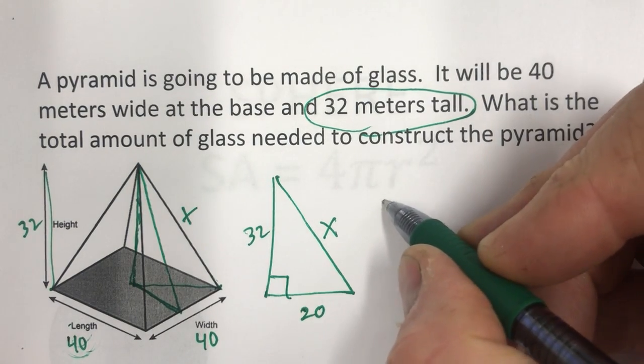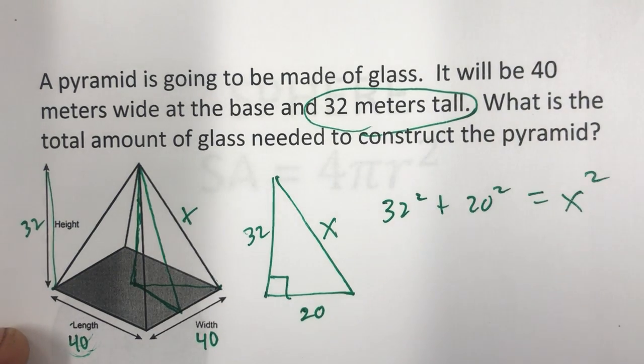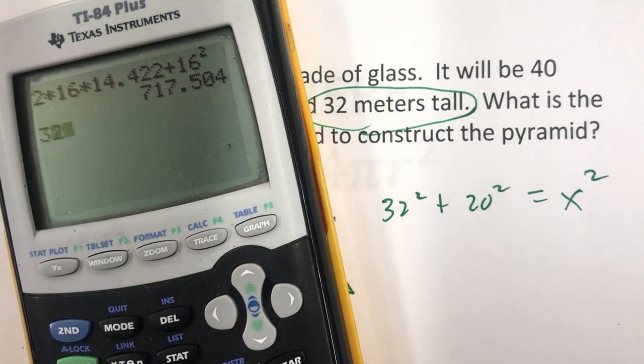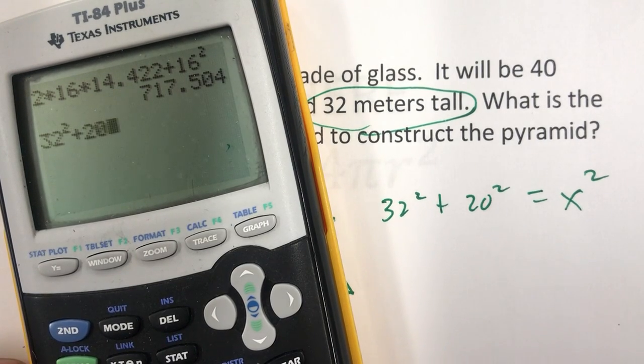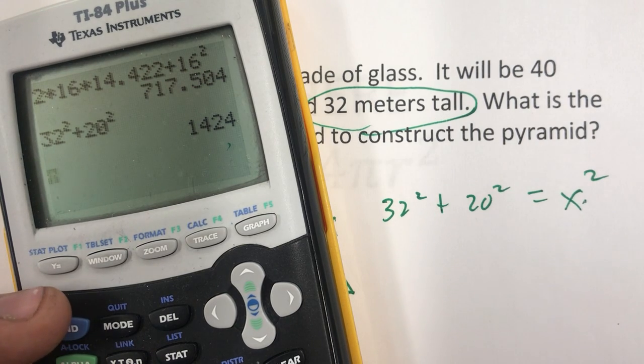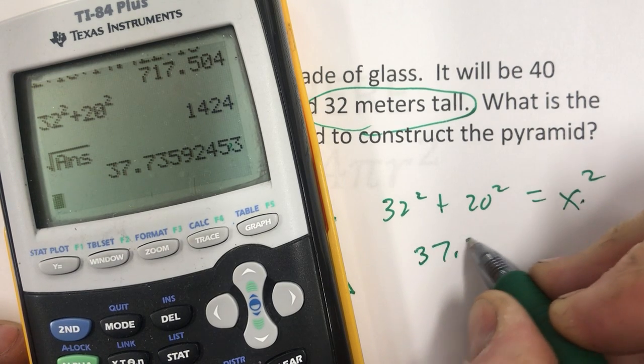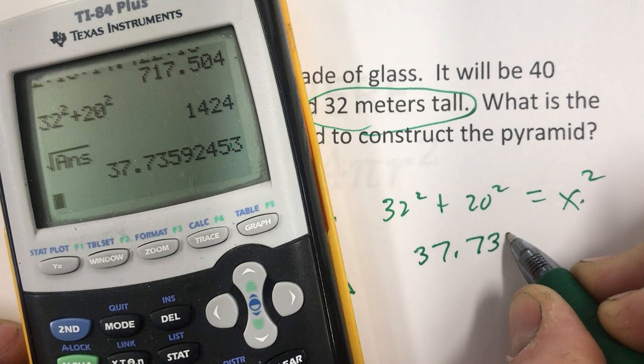I'm going to do Pythagorean Theorem. 32 squared plus 20 squared equals x squared. So 32 squared plus 20 squared equals, and now that's what x squared is, so I do the square root of that answer, which is 37.736.